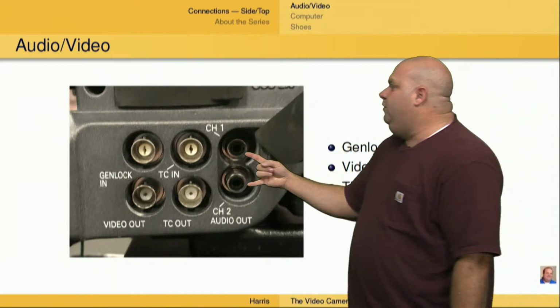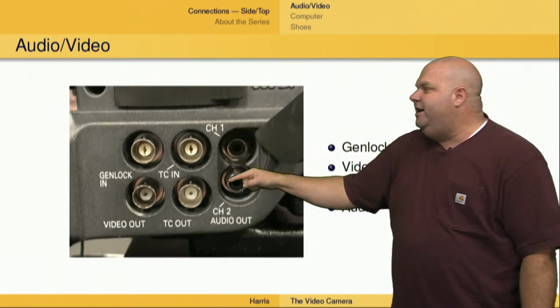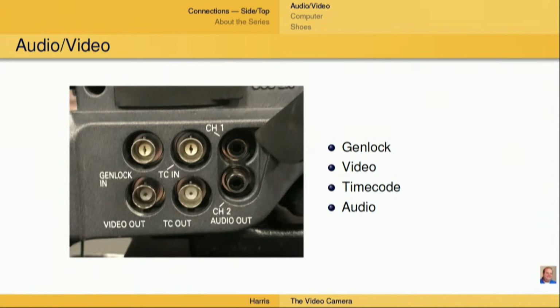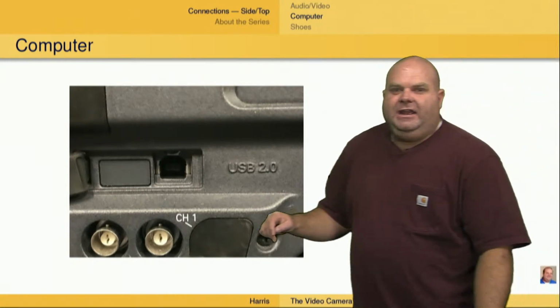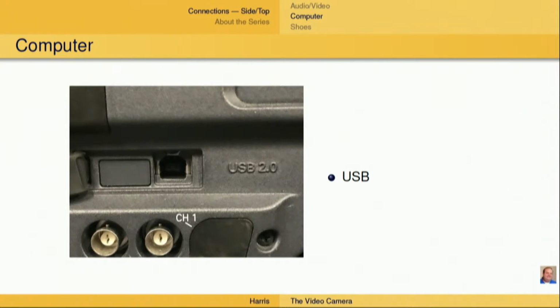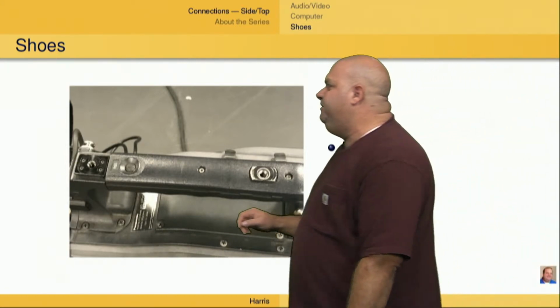Now, we also have two analog audio outputs. These are on RCA connectors. Notice you also only get channel 1 and channel 2, where on this camera you actually have 4 channels of audio. You only get access to channels 1 and 2 on the RCA connector. You'll also find on many cameras a computer connector. This one happens to be USB 2.0. Probably don't see much of this anymore, but you are going to have some sort of computer connector on most cameras in today's world.